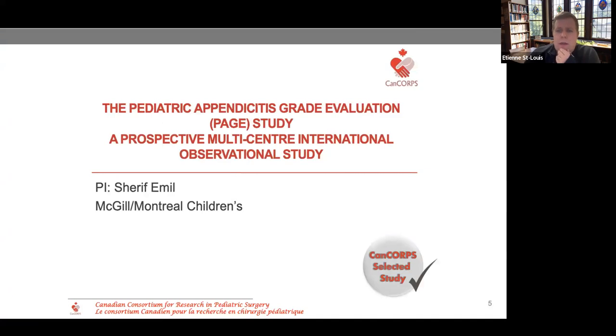This study has been selected by CANCOR, the Canadian Consortium for Research in Pediatric Surgery, as one of the ongoing studies. There was an effort to get some more significant CIHR funding, which was unsuccessful in the first trial, but we're resubmitting, and hopefully we can get this study really off the ground.